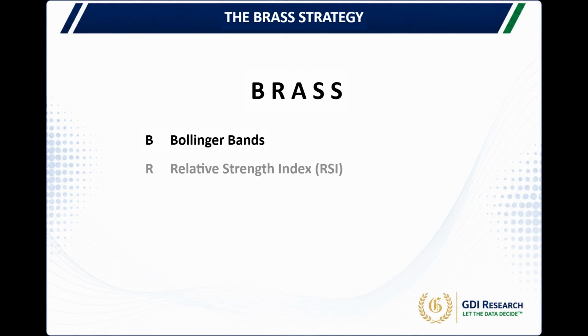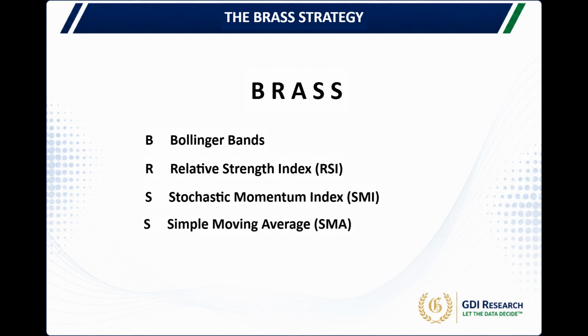This is my strategy, which I call BRSS or BRAS, which stands for Bollinger Bands, which identifies potential price extremes; RSI, Relative Strength Index, which measures whether a stock may be overbought or oversold; SMI, Stochastic Momentum Index, which measures market momentum; and SMA, Simple Moving Average, which identifies the long-term trend. Together, these four indicators form a simple rule-based trading strategy.